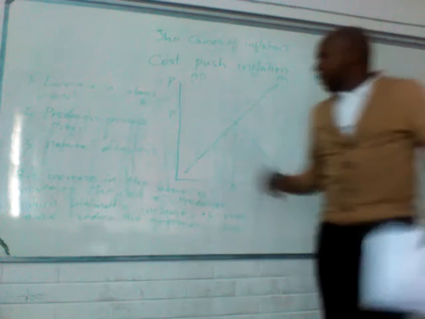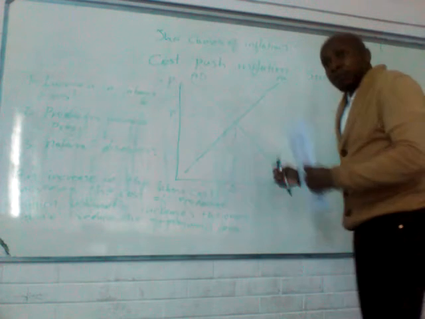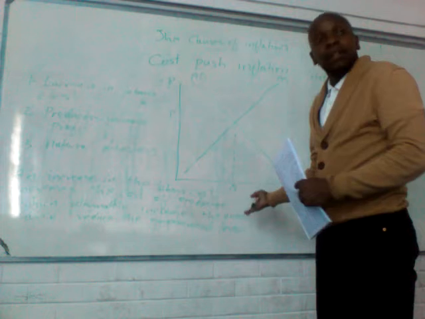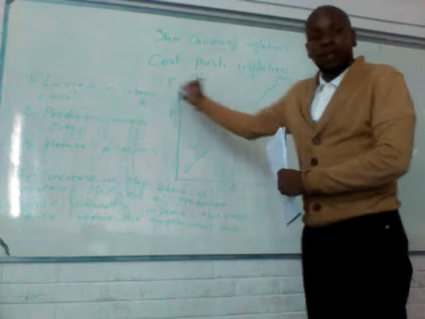A second factor is the producers' increase in profit. When the producers increase their profit while the production still remains the same, the supply curve will shift to the left.